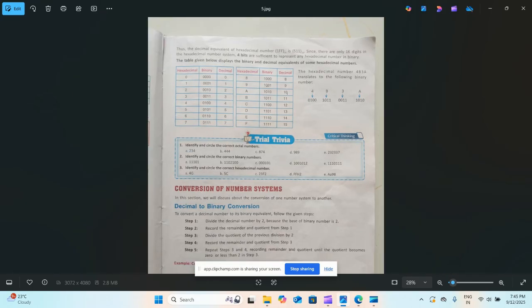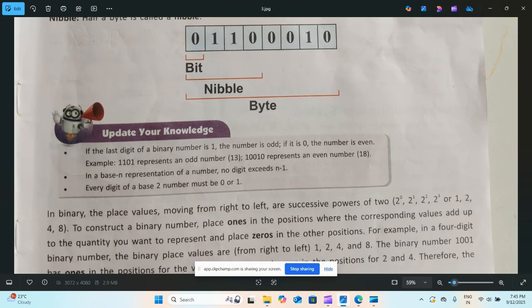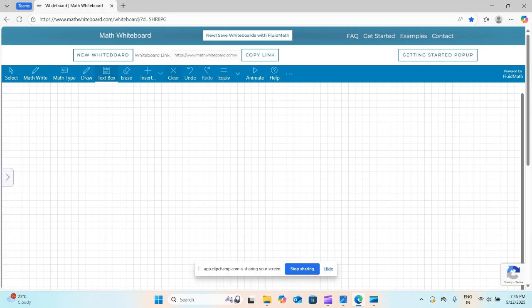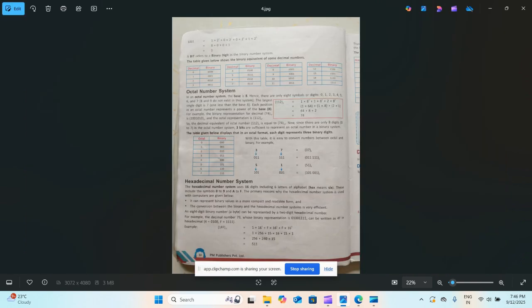Now, one point we have left, which is this one for binary. If the last digit of a binary number is 1, the number is odd. If it is 0, the number is even. Why is this so? Because if you see 1101, this represents 13, and its last digit is 1. Last is 1, and this is an odd number. Easily you can see here.